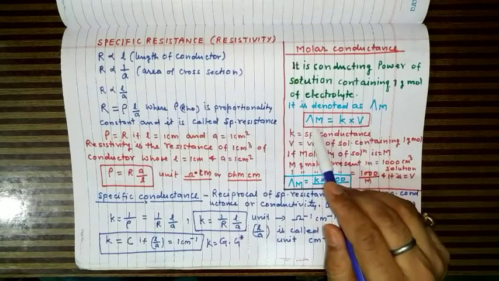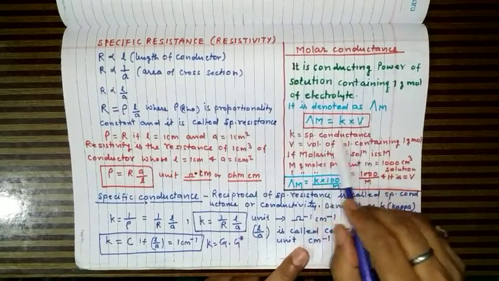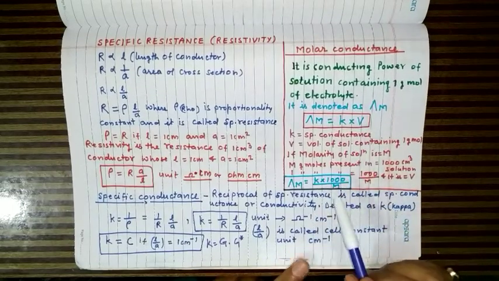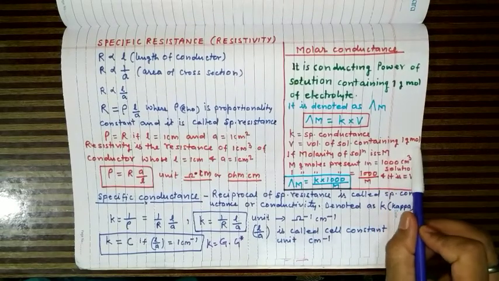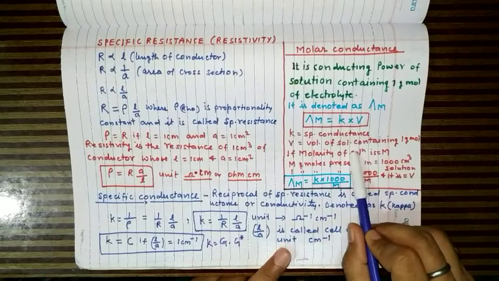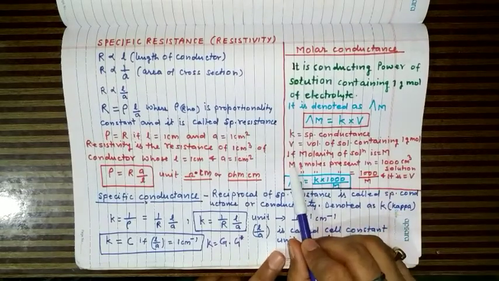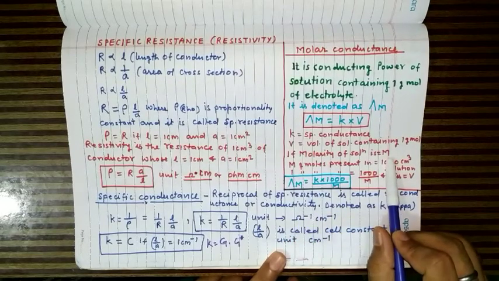Now lambda m is equal to kappa into V, where kappa is the specific conductance, and what is V? V is the volume of solution containing 1 gram mole of electrolyte. What is V? Volume of solution containing 1 gram mole of electrolyte. Now suppose the molarity of the solution is capital M, so what does it mean?